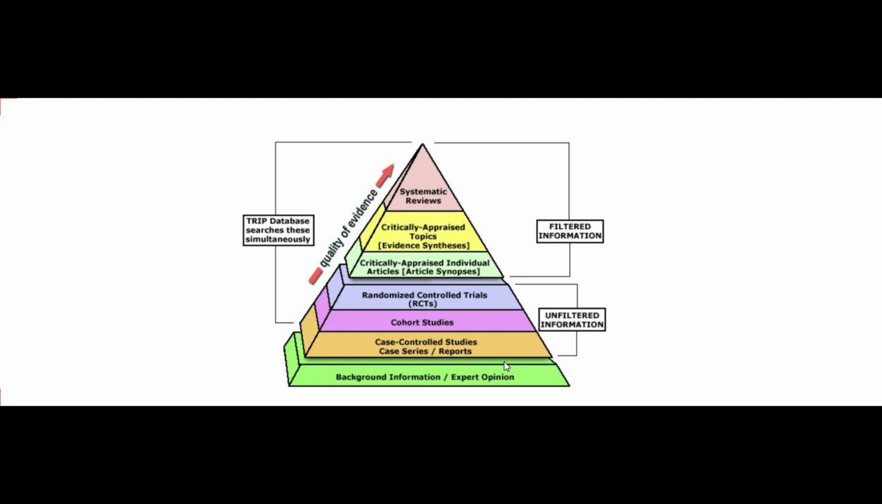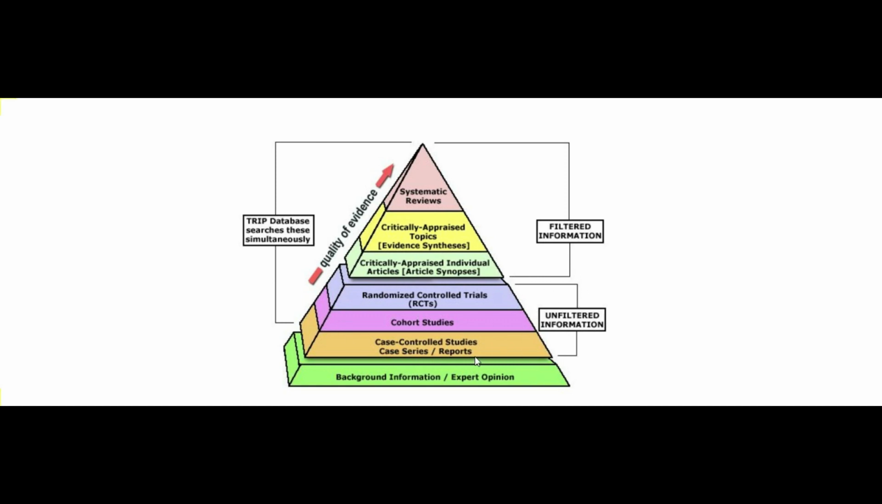Okay, so there is a grading system for research studies. The lowest kind of study is background information or just an expert opinion. So meaning, it's just coming from a person, based on the person's experience or professional experience and expertise. Okay, so the next level is the unfiltered information.